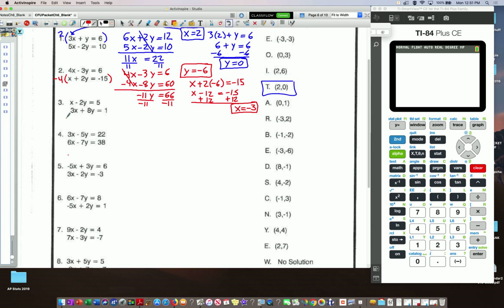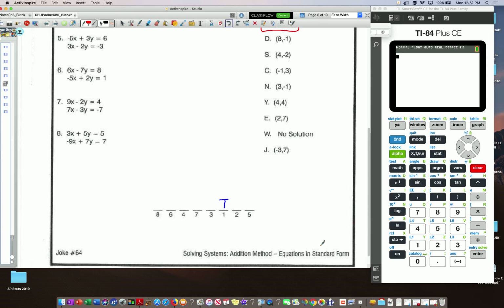So I just do a quick check. 4 times negative 3 is negative 12. 6 times negative 3 is 18. Negative 12 and 18 does make 6. 2 times negative 6 is negative 12. Negative 3, negative 12 makes negative 15. So I'm now just looking for the point negative 3, negative 6. There it is right there. So number 2 is the letter E. Just like that. 2 down.